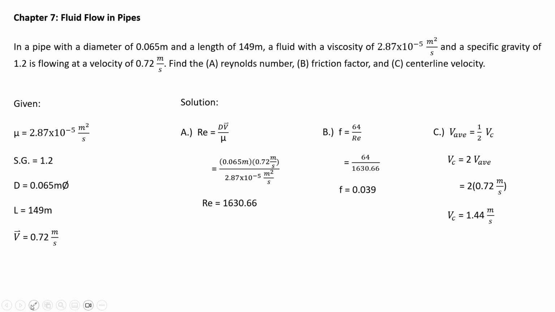Calculating this, we will have a Reynolds number value of 1630.66. We all know that the Reynolds number is a unitless value. Since this is less than 4,000, this will be under the category of laminar flow.